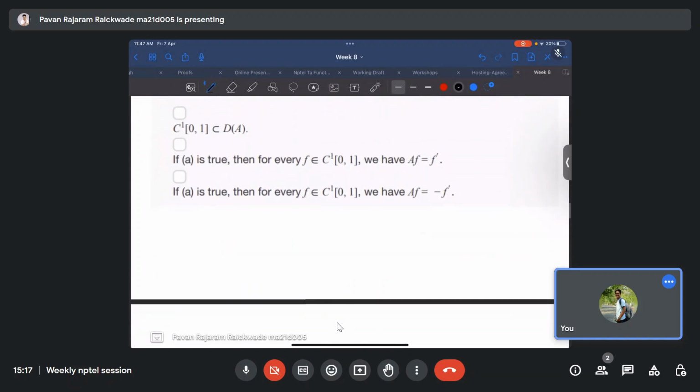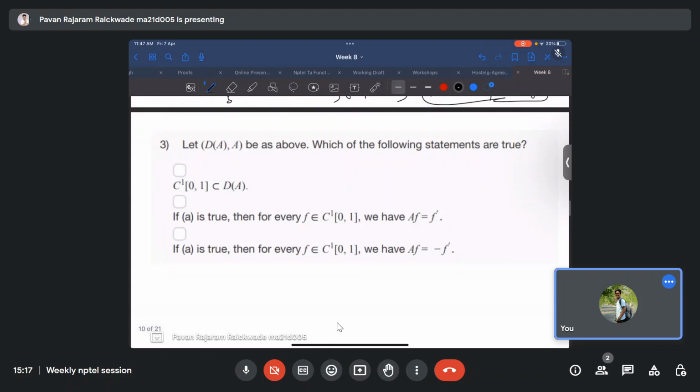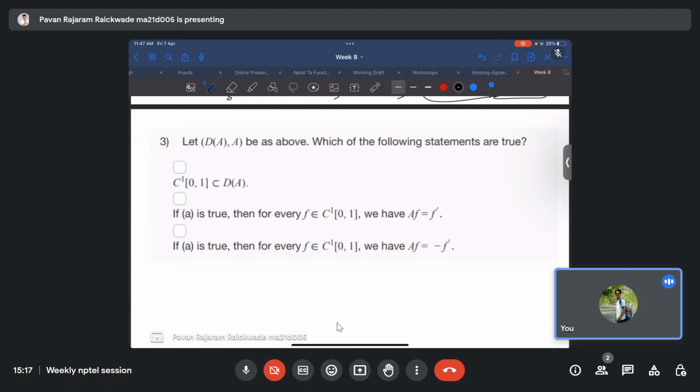Okay, so we'll go to question number 3. The domain of A and the operator A are as above. Which of the following statements are true? C1[0,1] is contained in the domain of A. Yes, that we just showed. If this is true, then for every F belonging to C1[0,1], we have AF equals F dash. Definitely, we just showed it. Then for every F belonging to C1[0,1], we have AF equals minus F dash. No, we got F dash, right? No, this is not true.